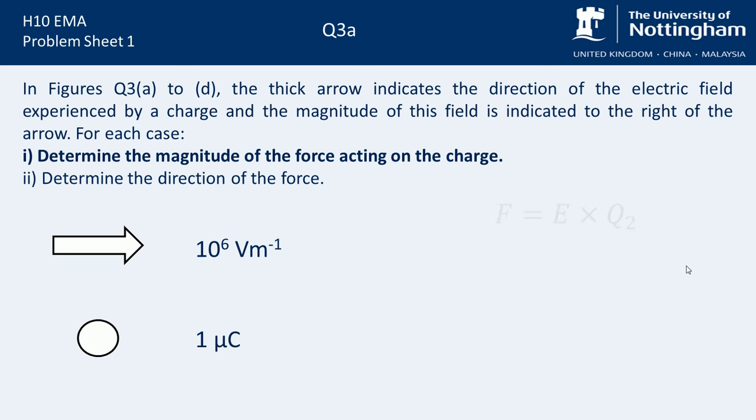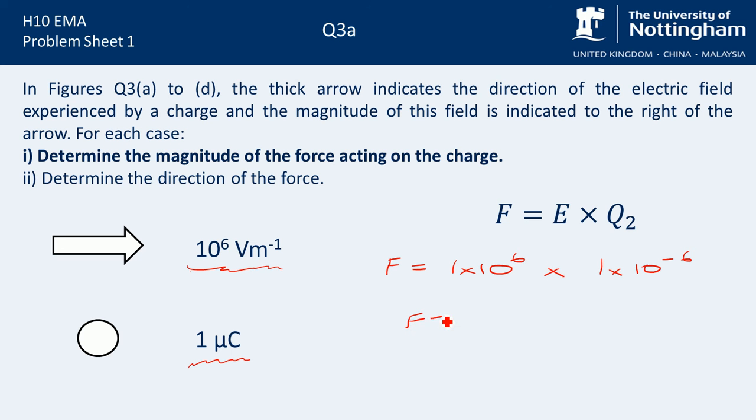So let's find the magnitude of the force. Well, we know that F is equal to E times Q2, so let's find that. F is equal to E, and we know E because that's given here. That's 1 times 10 to the 6 volts per meter times Q2, and we also know what Q2 is because it's just this number here. That's 1 microcoulomb. Remember, that's 1 times 10, this time to the minus 6. And what this gives us is an answer of force is equal to 1 Newton. Remember your units. Your units are really important. So that's the first part done. We've found the magnitude of the force.